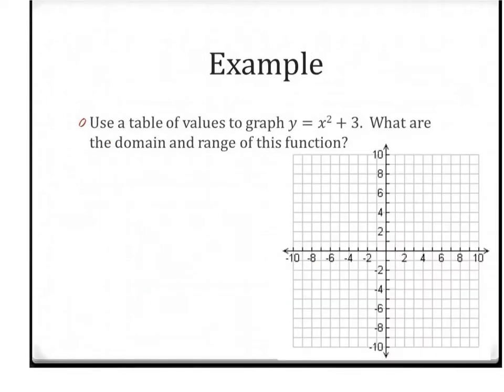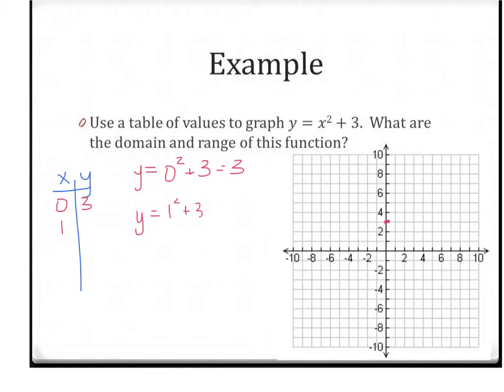Our directions are to make a table of values to graph y equals x squared plus 3, and then state the domain and the range. We're going to start out with our xy table, and a great x to start with would be 0. What is y when x is 0? We need to figure out what is 0 squared plus 3, and that is 3. I like to graph as I go, so I'm going to put a point at 0, 3. Then let's plot 1. We have 1 squared plus 3, which is 1 plus 3, so we get 4. So we get 1, 4.